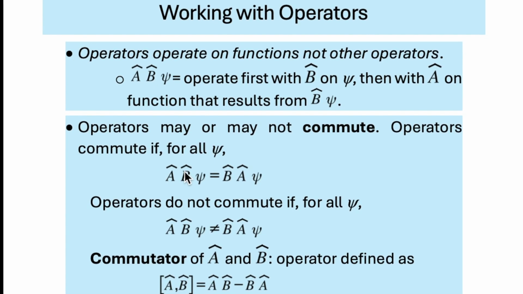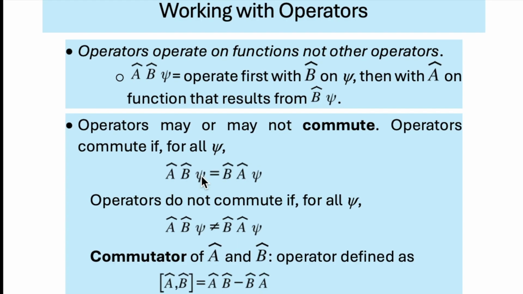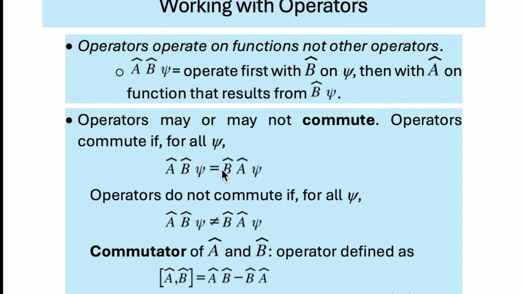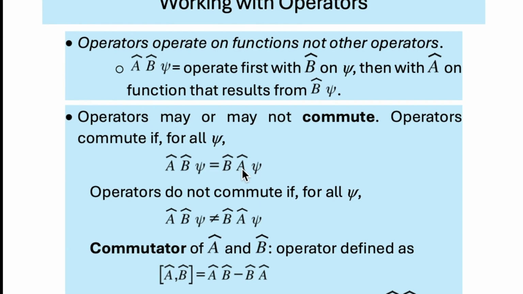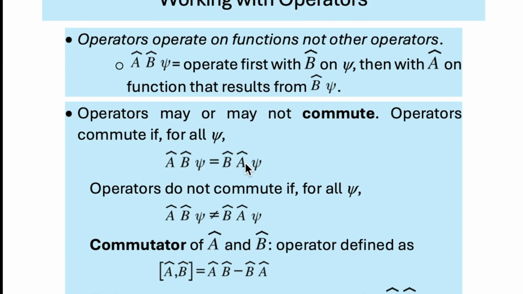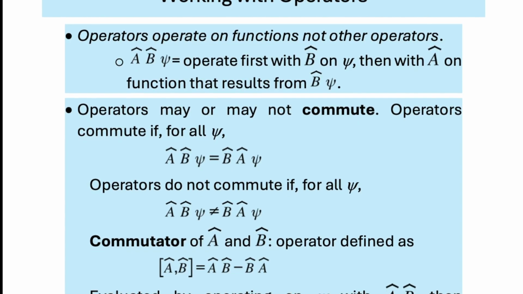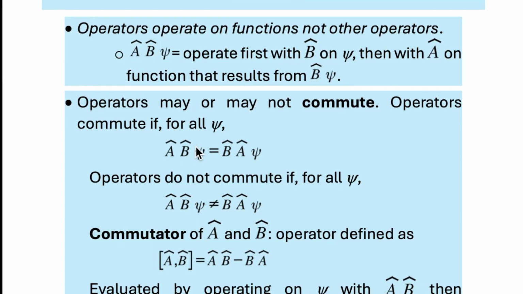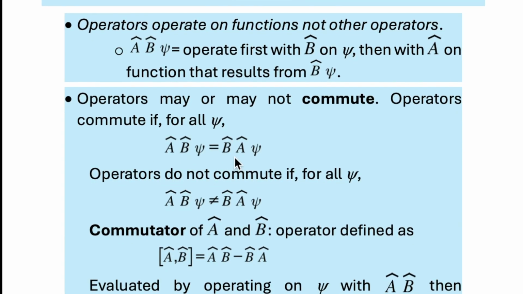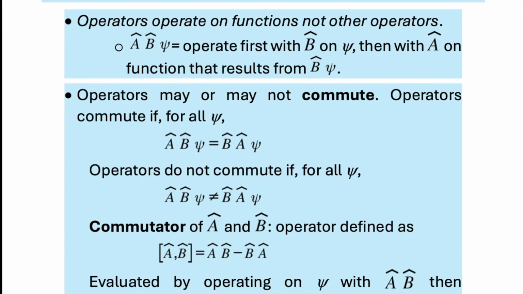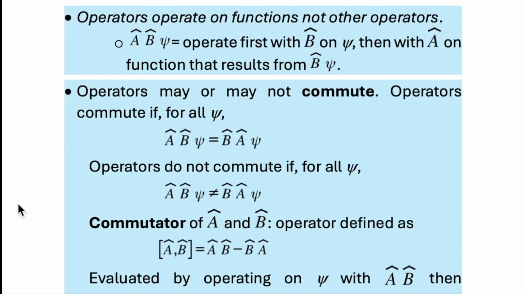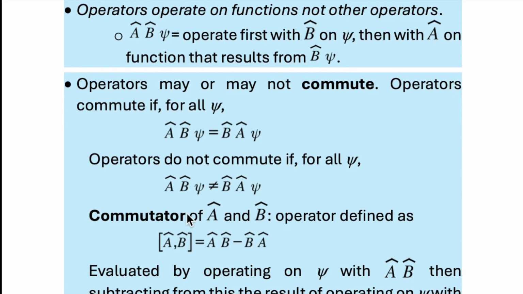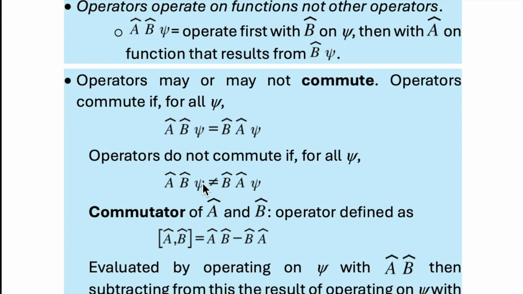It might seem obvious that if you operate first on psi with B and then A, that it should give you the same answer as if you did A first. But that's not always true. There are some systems where that's true and some where it's not true. And so if it works, if these two are equal, we'll say those operators commute. If it doesn't work, if order of operation is important and these two do not give the same answer, then those operators do not commute, right?